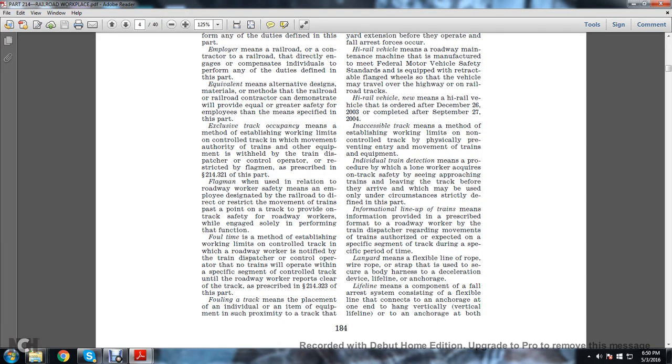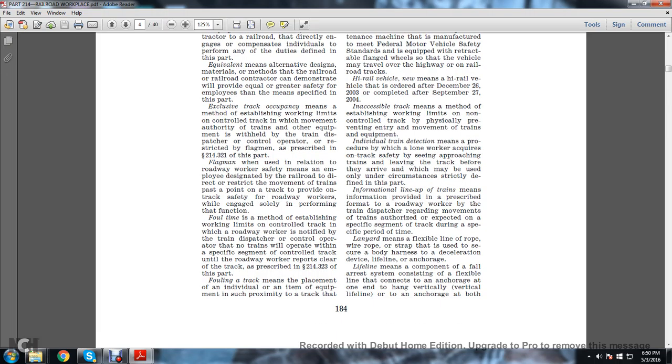Informational line-up of trains means the information provided in the prescribed format to roadway workers by the train dispatcher regarding the movement of trains authorized and expected in a specific segment of track during a specified period of time. A lanyard means a flexible line of wire rope or strap that is used to secure the body harness to a deceleration device.